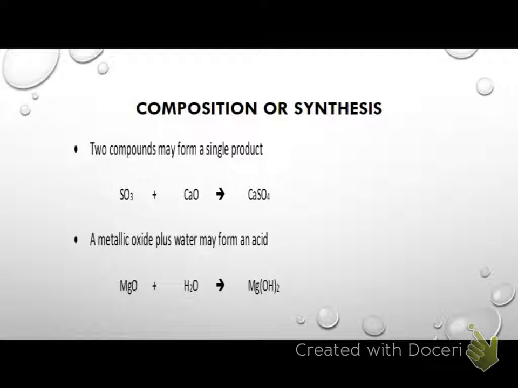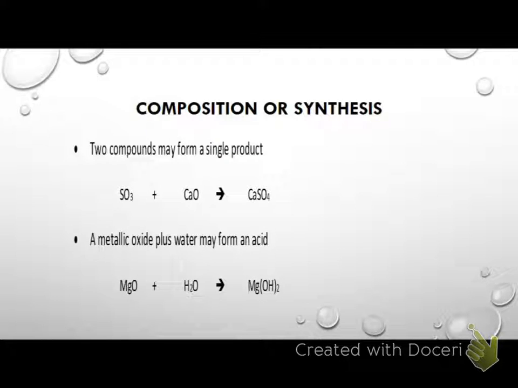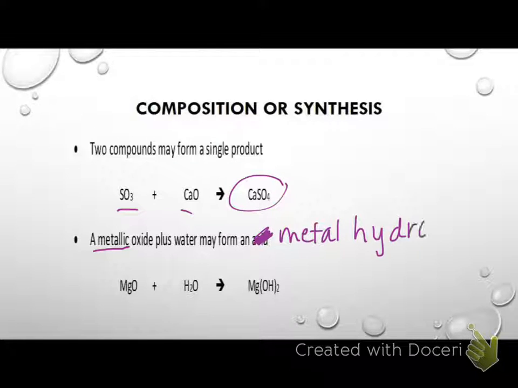Two compounds may form a single product, so this is two, oops, sorry about that, let me go back, my apologies. This is two compounds forming a more complicated one. A metal oxide plus water can form, and this is a mistake, so please, this is important to cross this out. A metal oxide plus water will form a metal hydroxide. Okay, so make sure you make that correction, a metal hydroxide. Okay, I need to make that correction for next year.